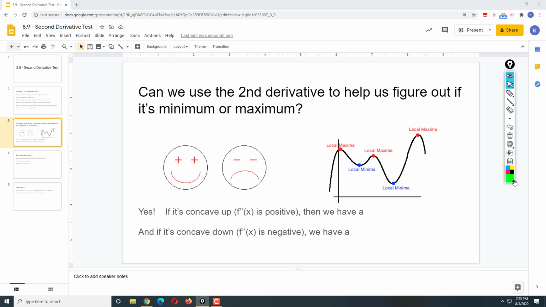Okay. Let's look at our maxima. There are 3 maxima points here. All of them look like a rainbow, so all of them have negative concavity. So all of them look like this.